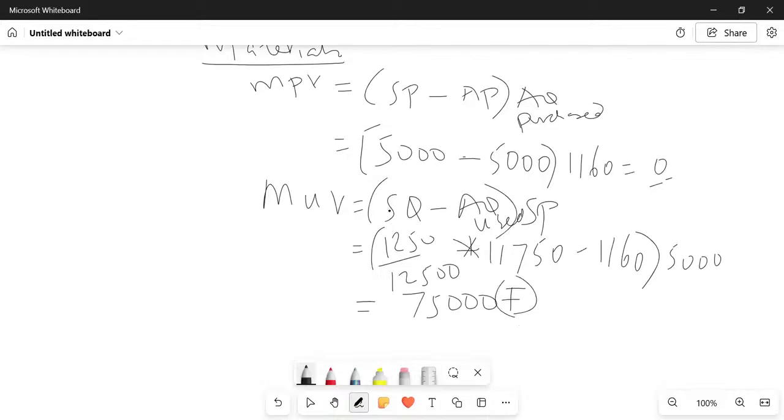Now we are through with the labor and materials. The next one will be variable overheads. And the variable overheads will begin with what? Yes, variable overhead expenditure, isn't it? Variable overhead expenditure.